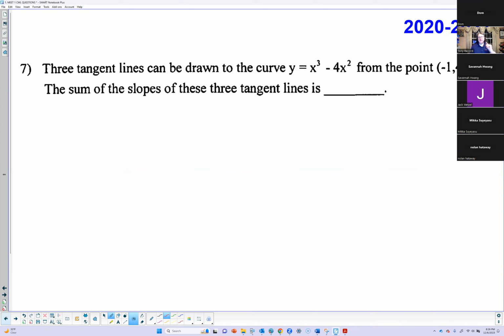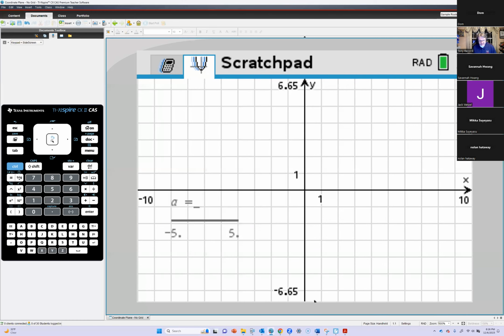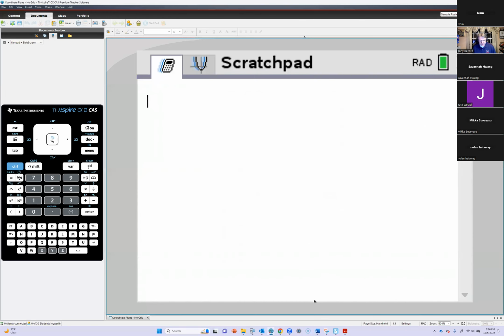All right. I got a couple of you. I think Savannah, I think there's somebody else. I think we had worked on this one the other day. And you guys don't have to know what the graph of x cubed minus 4x squared looks like. There's nothing wrong if say you wanted to sketch it. I'm going to doc B all this out.